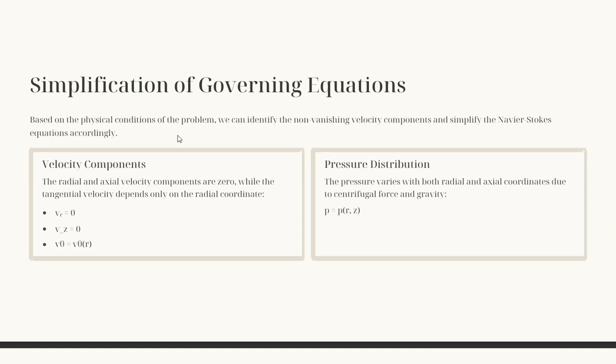Based on the physical conditions of the problem, we can identify the non-vanishing velocity components and simplify the Navier-Stokes equations accordingly. Here Vr equals 0. The radial velocity is 0. Also, Vz equals 0. And V theta is a function of r. Only tangential velocity exists, so velocity depends only on radius. Also, pressure varies with radius and height.